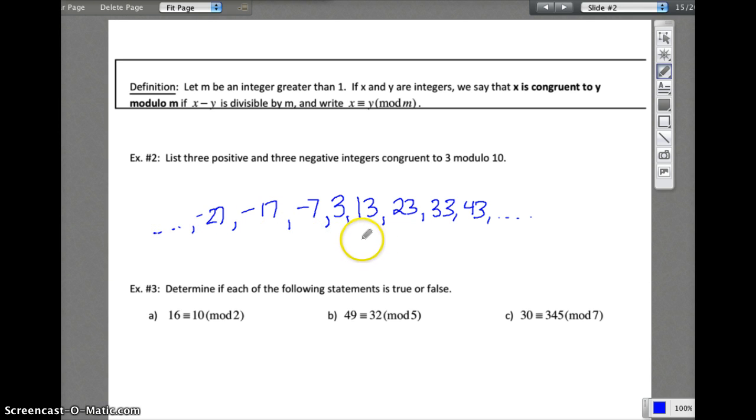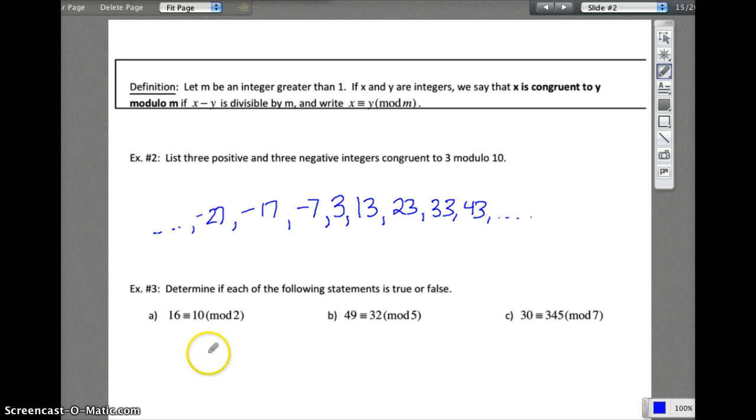Another way of thinking about it is that these numbers have the same remainder when divided by 10. If we were using our division algorithm from above, we would have 13 is equal to 1 times 10 plus 3. 23 is equal to 2 times 10 plus 3. 3 is equal to 0 times 10 plus 3. So they all have the same remainder when divided by 10 when they're congruent modulo m.